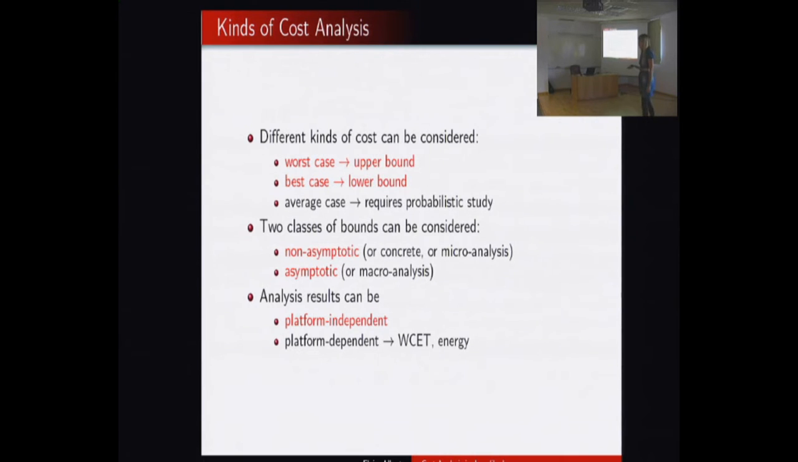Again, there's a distinction. If the results of the analysis are platform independent, this is what we do, platform independent analysis. For example, the number of instructions is a resource which is independent of where it's going to be executed, and the memory allocated is also platform independent. There are other types of resources which are platform dependent, like execution time or energy. Those are platform dependent cost measures that we don't do directly, but the information that we compute can also be useful if you want to estimate these kinds of things.